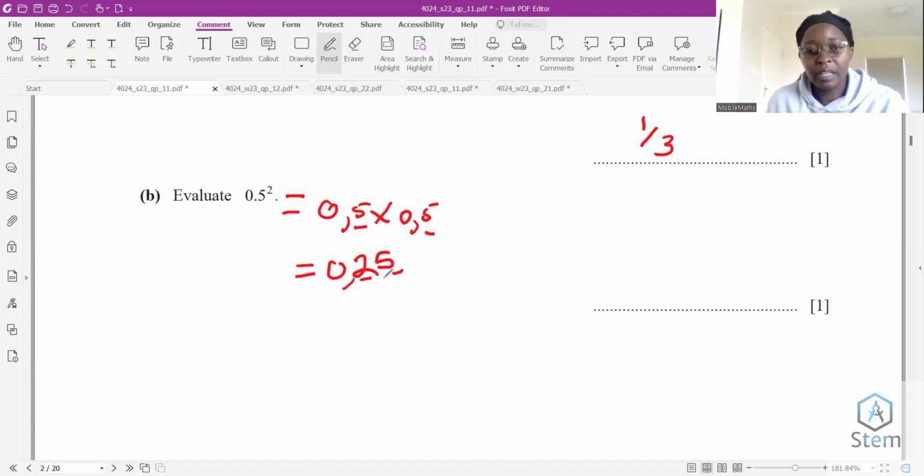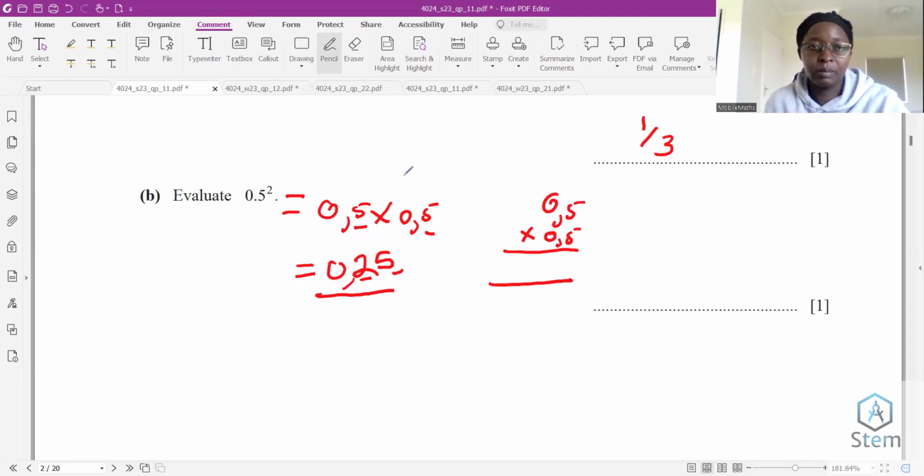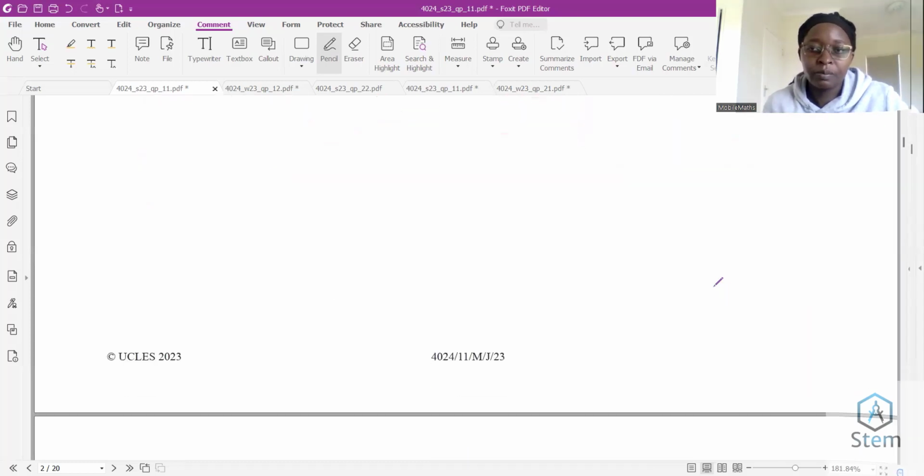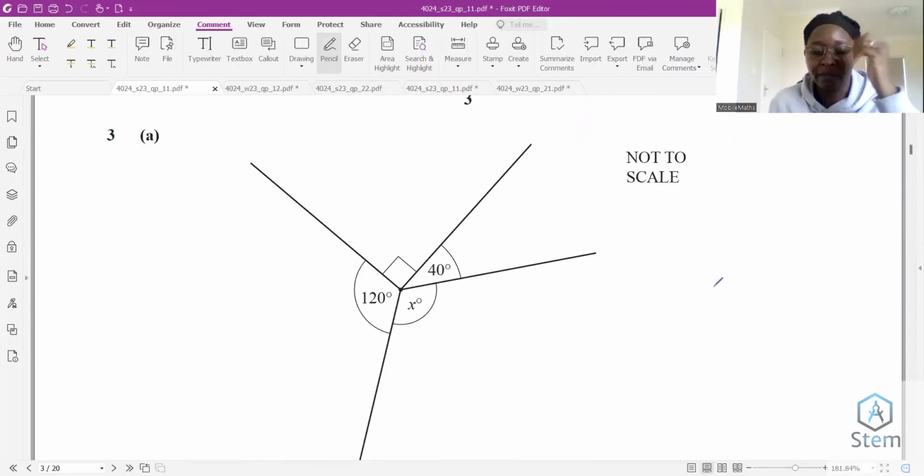But if you want, another method is you can say 0.5 times 0.5 here, like this. So this is going to give me 5 times 5, my 25, 5 times 0, that is 0. Then I count again the number of decimals that I have, and I put again my comma there. So that's how we get 0.25. Okay, let's move on.